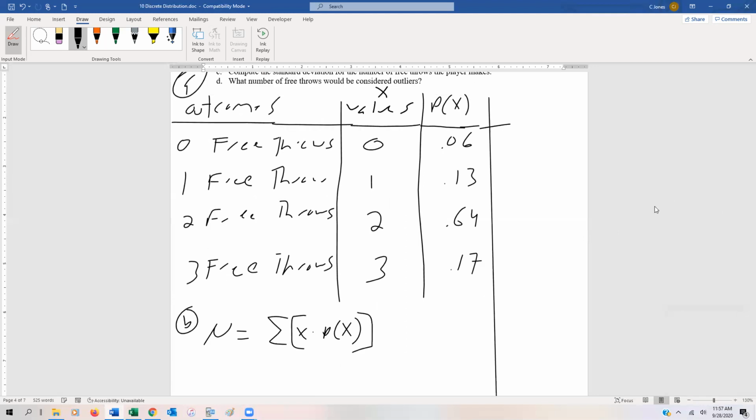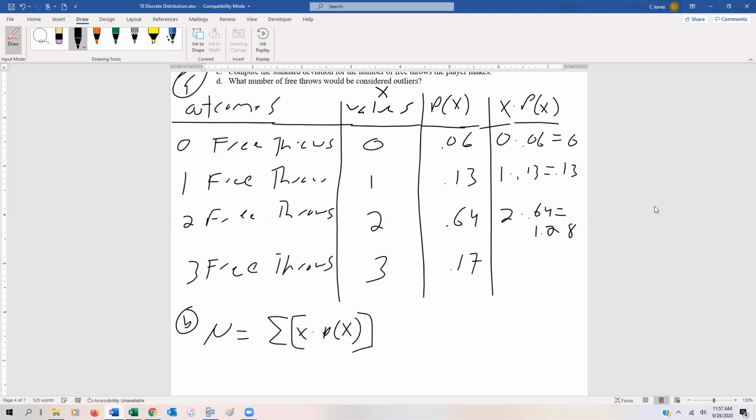Right? So right here, this is going to be our x times P of x column. And so we have 0 times 0.06, which is 0. We have 1 times 0.13, which is 0.13. We have 2 times 0.64, which is going to be 1.28. And then finally, we have 3 times 0.17, which is going to be 0.51. And of course, if you don't trust me, certainly go through in your calculator and make sure that you compute those, okay? Just to check.